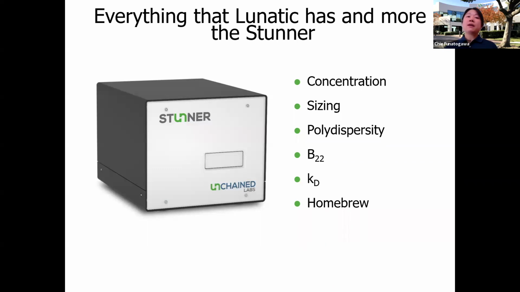Additionally, you can measure the B22 and kD, which looks at the colloidal stability of the samples, and also the Homebrew application. Now, the Homebrew application is available on both the Lunatic and the Stunner, and it's essentially a piece of software that allows you to create your own application.